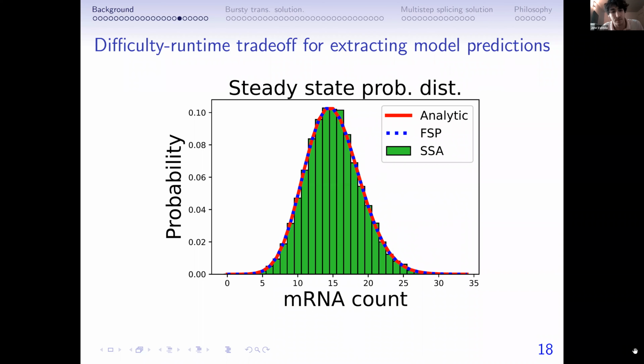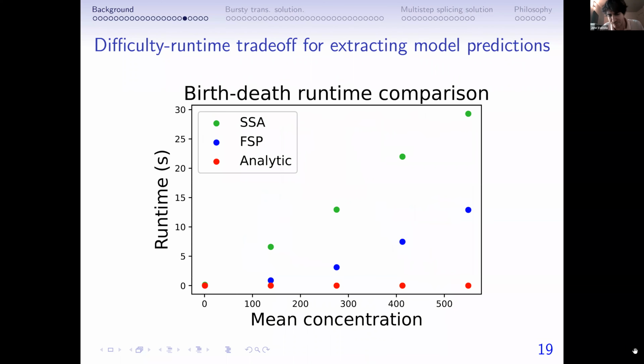For comparison though, for a really simple problem where you just have mRNA that gets produced and gets degraded, you can try 3 examples, one example of each method on this problem to find the steady state probability, and they all work. They're all correct. That's shown here. But the amount of time it takes for each one and the scaling of that time as a function of how big and complicated your system is very, very different.